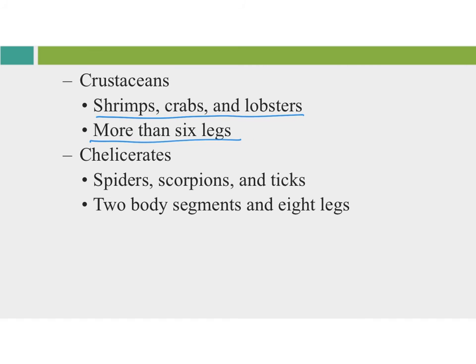All right, go over to page 204. We're going to talk about chelicerates. This particular group includes your spiders, scorpions, and ticks. They have 2 body segments and 8 legs. They get their name from the kind of mouth that they have. The spiders' chelicerae are modified into fangs for injecting venom. Okay?